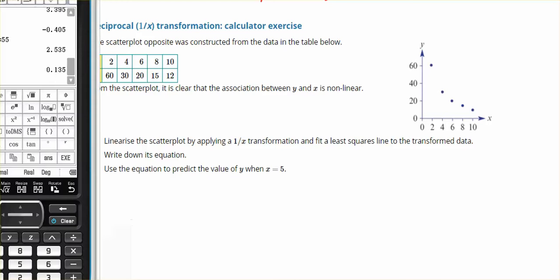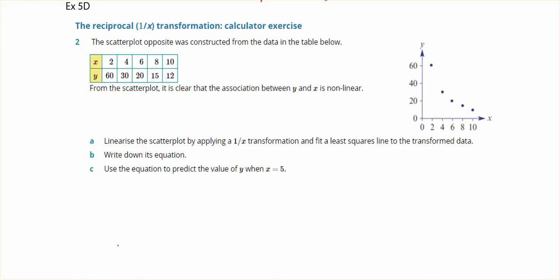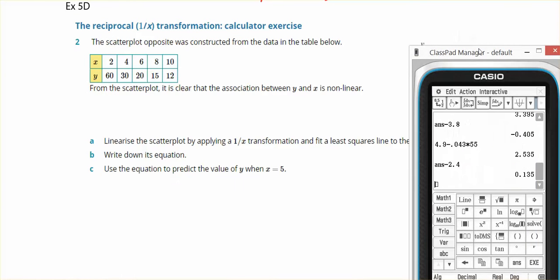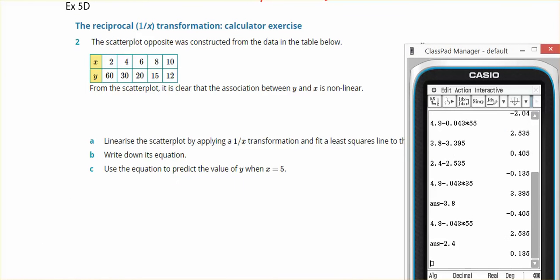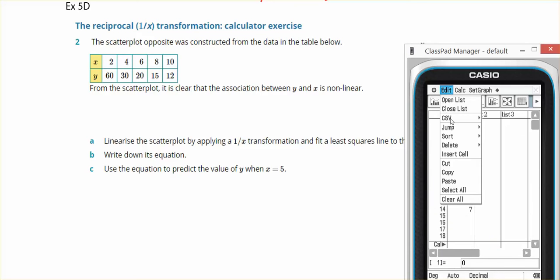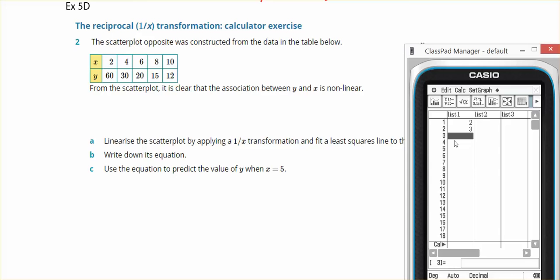Okay, so let's go back to basics. Let's go to the statistics, clean my data, go 2, 4, 6, 8, 10, and I'm going to go 60, 30, 20, 15, and 12. Alright, so list 1 is my x, list 2 is my y.